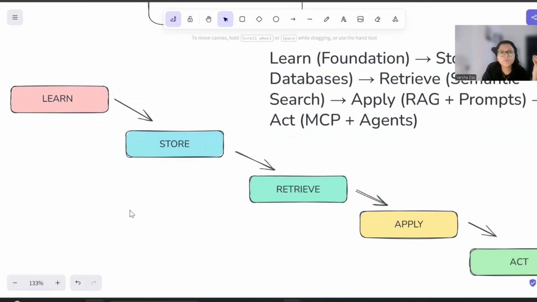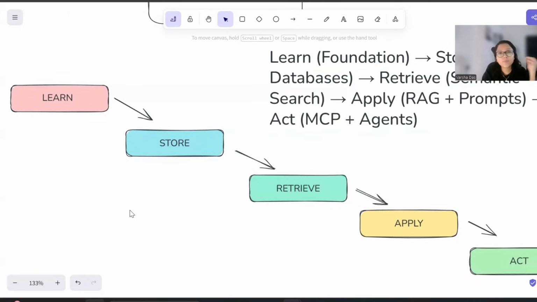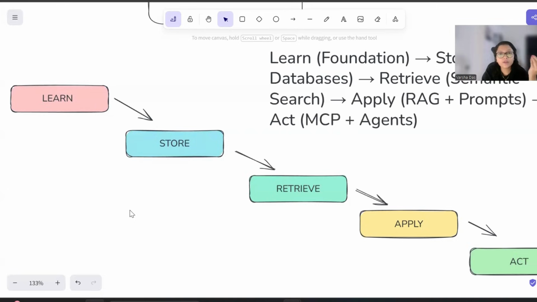Coming to retrieval, the way it does this is semantic search on the knowledge base. And when it is ready, we prompt it, and now it can actually apply the knowledge that it has been trained upon. And finally, we are now talking about the world of agents, autonomous agents, which can independently think, act, take decisions, and do things on our behalf.